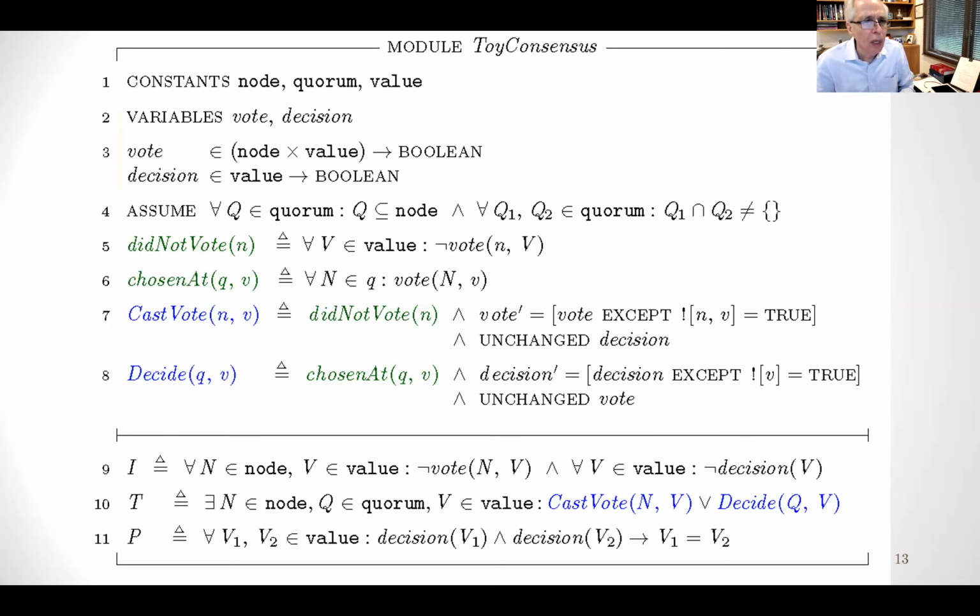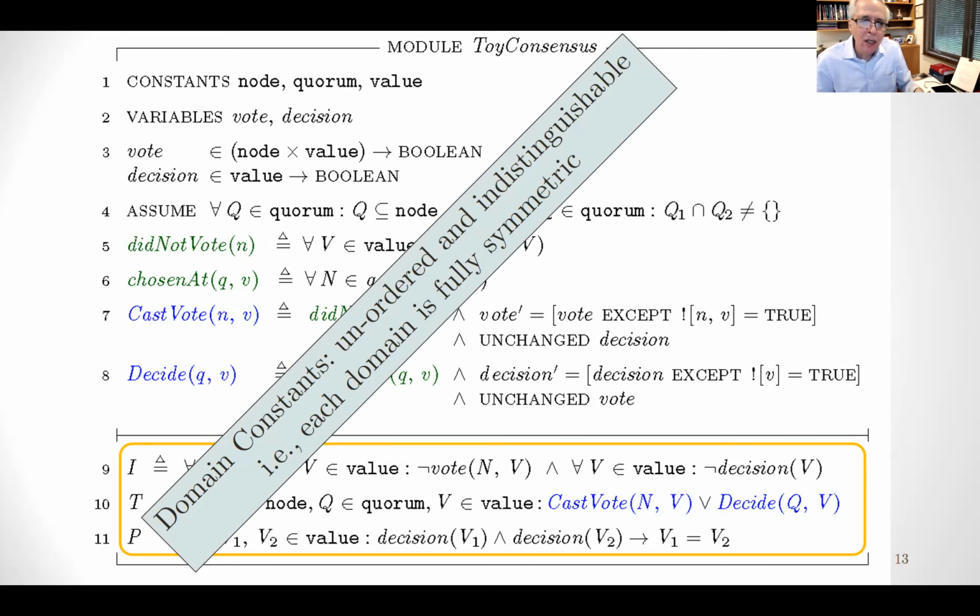So we have, in this example, domain constants that represent essentially unordered and indistinguishable objects, okay? And each domain constant is essentially symmetric, regardless of how many elements it has. And we also have the empty theory here. We don't have arithmetic. We just have basically the empty quantified first order logic theory with no arithmetic. We can have sequencing or order, but no arithmetic.